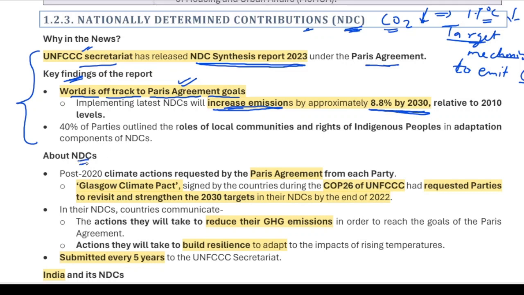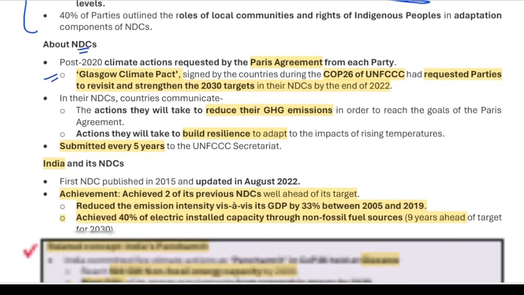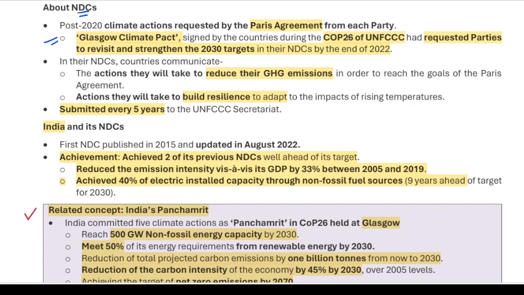Now, what are the NDCs? I have already discussed this. To go to the basics, they were first conceptualized in the Paris Agreement. Then in the Glasgow Climate Pact, parties were requested to revise and strengthen their NDCs. Means if any party has pledged to reduce carbon dioxide emissions by 40% in its nation, the Glasgow Climate Pact asked you to please increase it. Maybe some countries say 45%, some may say 50%. This was requested at the Glasgow conference.